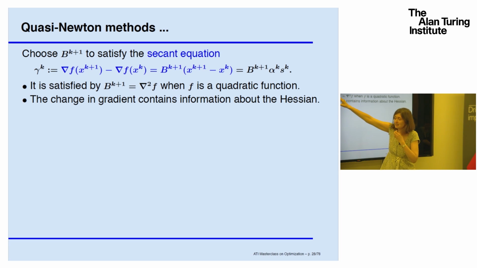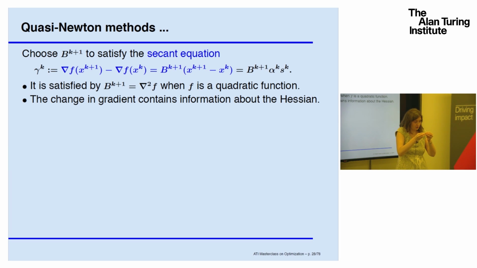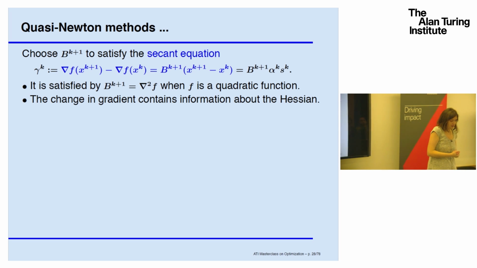This is satisfied, for example, exactly if f is quadratic, right? But this point xk plus 1 is not going to be very close to xk, right? It's your next iterate. So it's really a secant idea. But it captures this kind of curvature information.